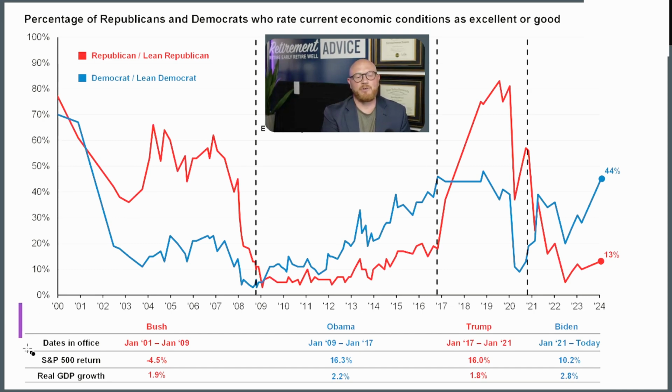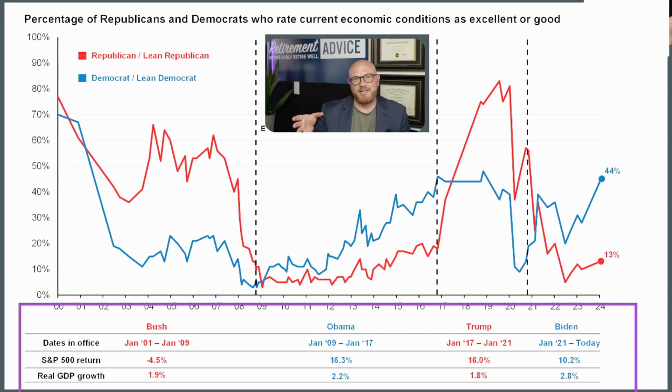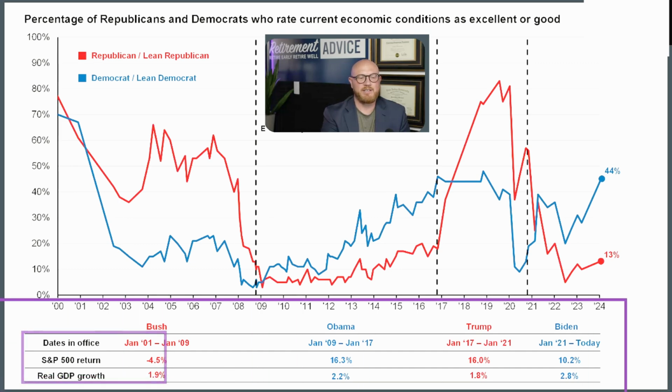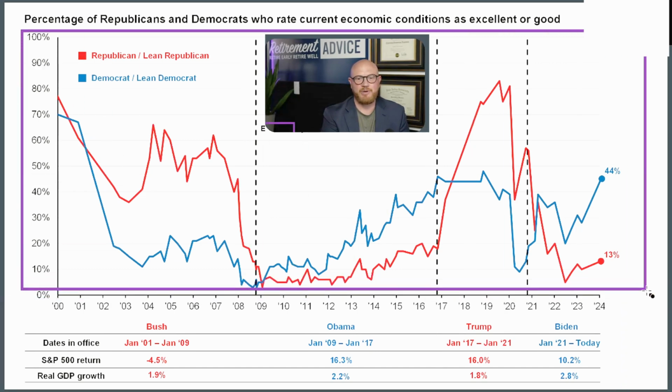So first, let's look at this bottom part of the chart, and here we can see four different kinds of presidential regimes going back to the year 2000. And so here it shows who was in office, right? Who was the president, the dates they were in office. We're looking at the returns of the S&P 500 and then also real GDP growth in the economy. Okay, now above this, on this chart, this is showing the sentiment, the relative level of optimism between Democrats and Republicans.